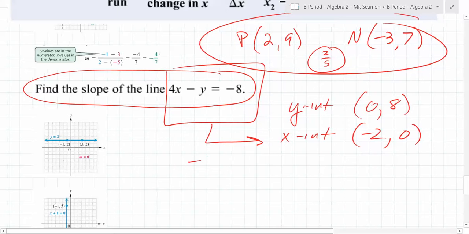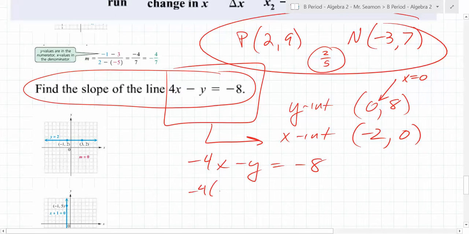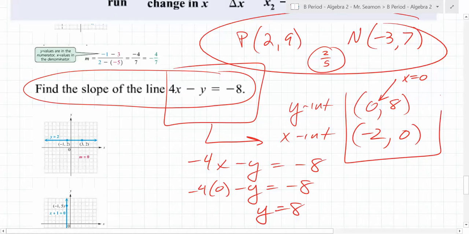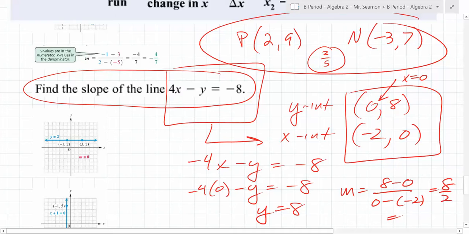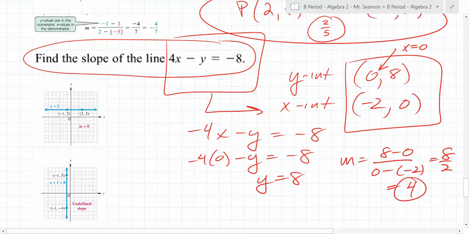Okay. -4x minus y is equal to -8. The y-intercept is when x is equal to 0. So how many points do we have now? 2. We have 2 points. So the slope is going to be 8 minus 0 over 0 minus -2, which is 8 over 2, which is what? 4. So one way to find the slope of a line, find 2 points that are on the line and find the slope between those 2 points.